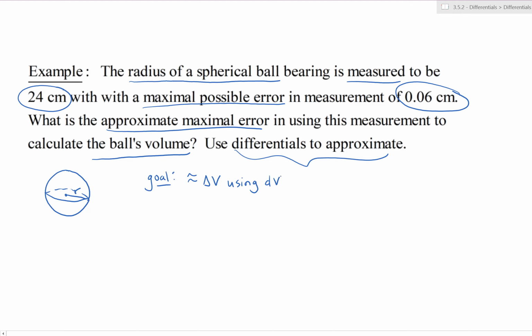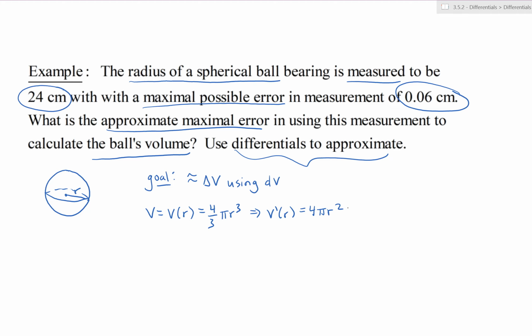But we need some things, right? We know that the volume of such a sphere, let's call it V of r because it depends on the radius. We know that the volume of a sphere is 4/3 pi r cubed. And that tells us that the derivative of the volume with respect to its radius is going to be 4 pi r squared. We need that because we're going to use dV to approximate this delta V.